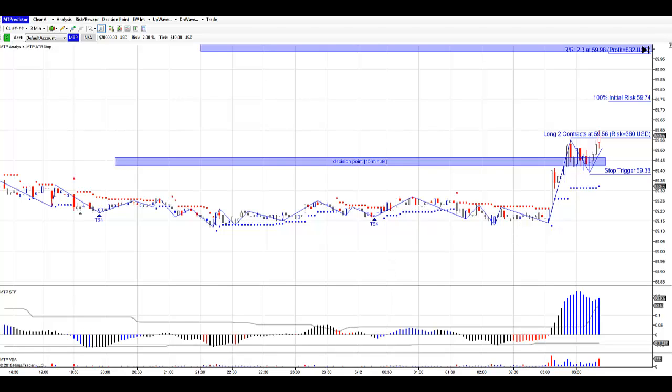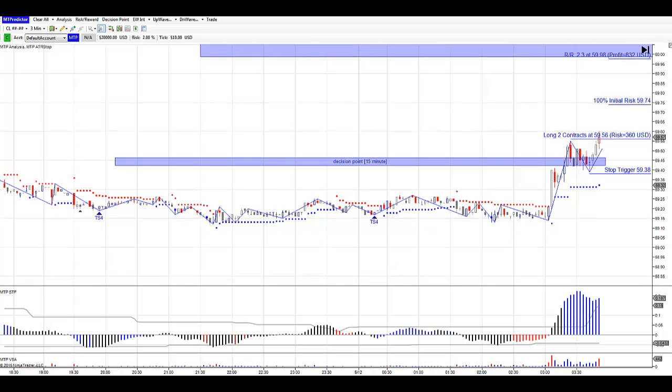Our target that we've chosen is 2.3 times greater than our initial risk. That's a minimum target that we would look for, what we call 2R, or twice our initial risk or better. So on a $360 risk, we can take out $832 if we can get to the target. Again, no guarantees that we can get to the target. That's why controlling this initial risk is all we can control. So we take care of this equation.